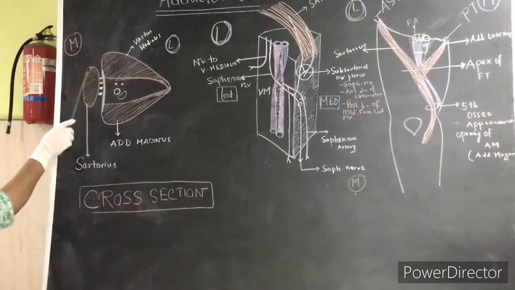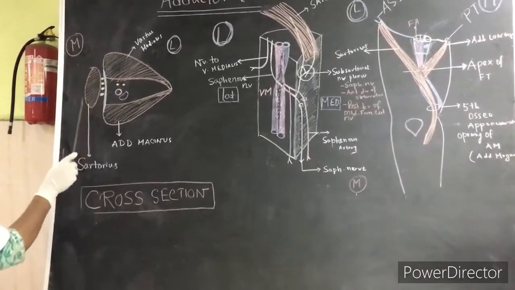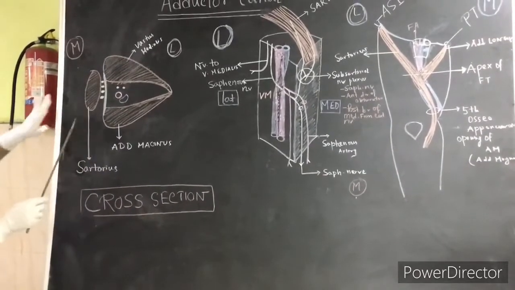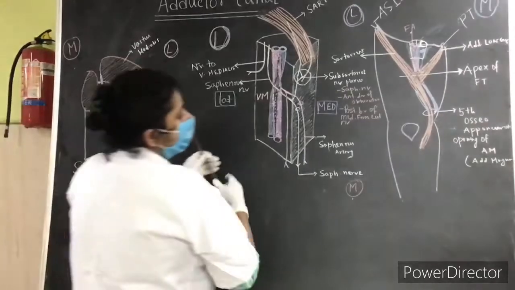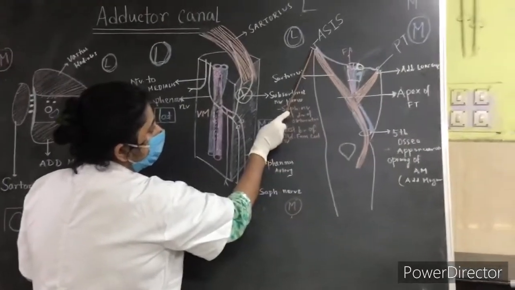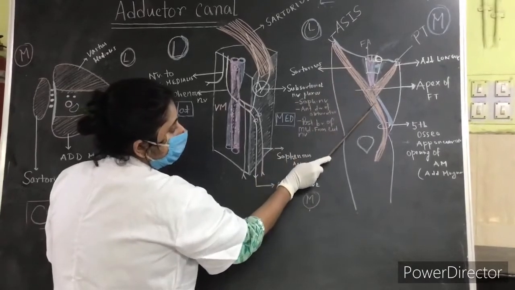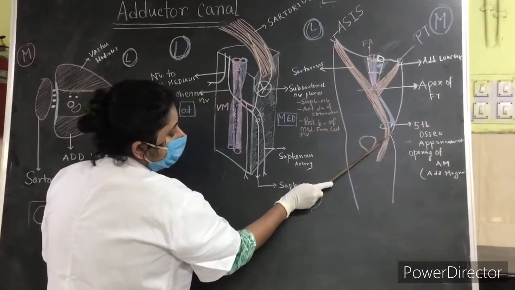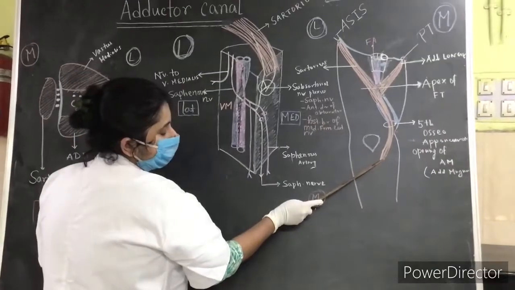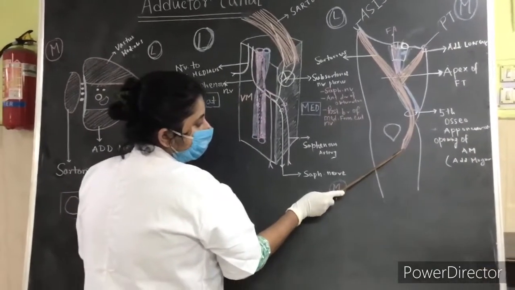Now this is the sartorius muscle. This is a cross section of the sartorius muscle. So you can see from this picture the sartorius coming from this part, forming the lateral boundary of the femoral triangle, comes like this and is finally inserted into the tibia, the medial aspect of the upper part of the tibia.